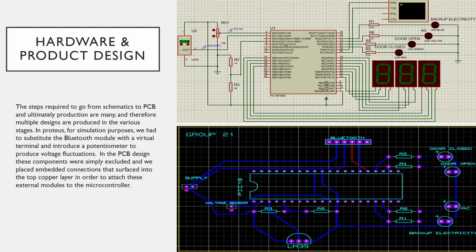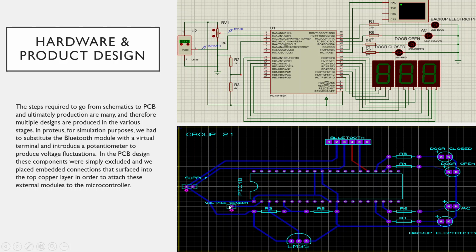The hardware and product design that I wanted to include is the PCB design and the Proteus design. I would like to highlight the differences between these two. In the Proteus design, we have a potentiometer over here, and this is used to represent voltage fluctuations in the simulations. However, in the real system, in the PCB design, we don't have to represent these voltage fluctuations.